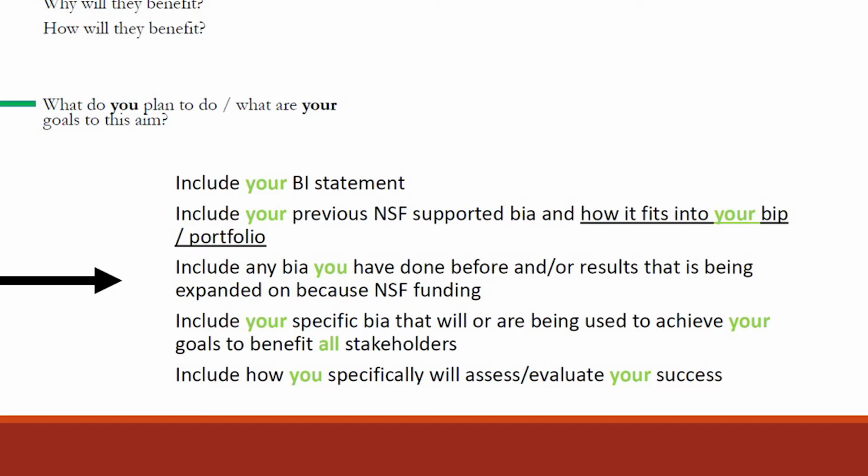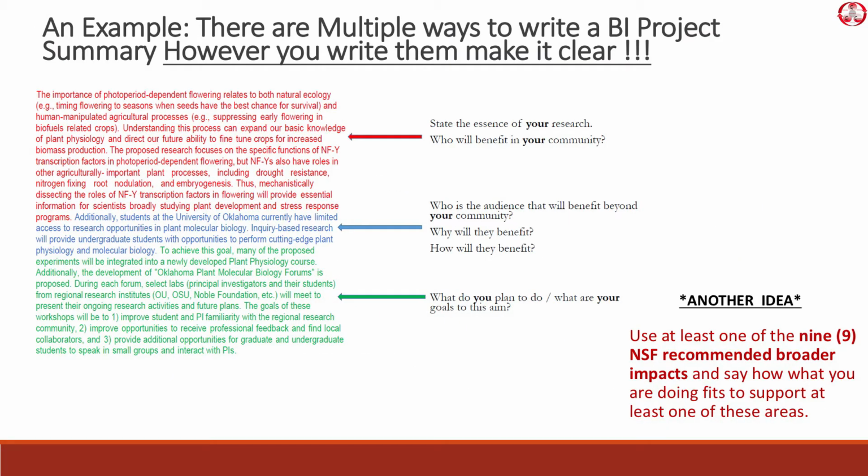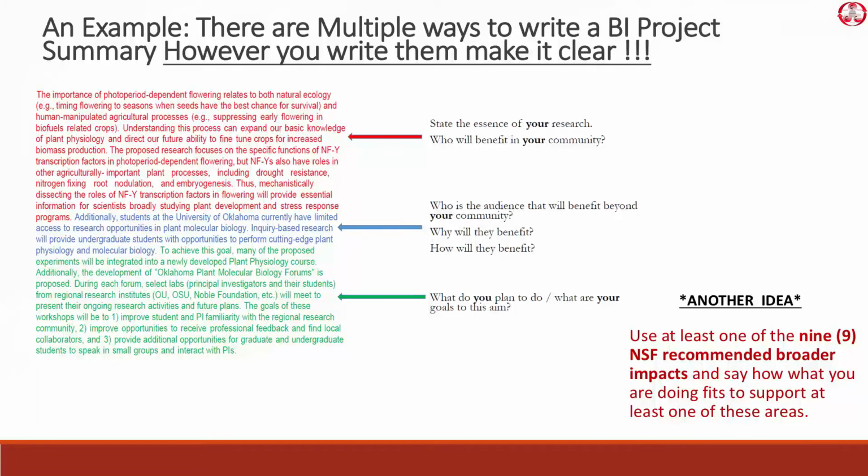And a good summary should talk about who will benefit in your community. It should probably talk a little bit about the audience, why they will benefit, how they will benefit, and what you plan to do. Because that begins to talk about the outcomes, it begins to talk about the community, it begins to talk about the activities, and it begins to give an idea that you're probably going to assess what you're doing.